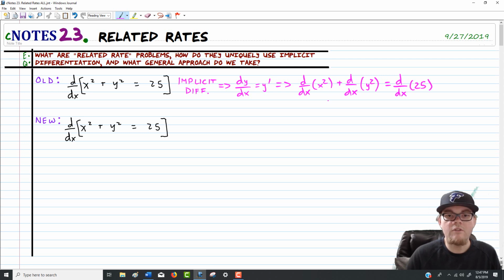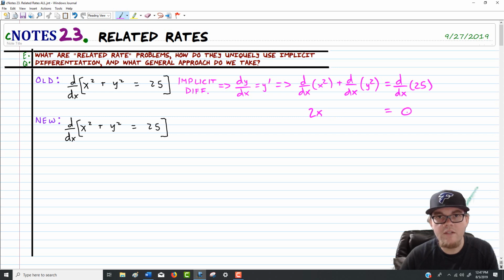Now when we went to do this, the derivative with respect to x of something involving an x was really easy to work with. That just gave us our traditional derivative, which in this case was 2x. Same thing with the constant. Of course that derivative is 0. It doesn't matter what we're changing with respect to. It's flat. Its slope is 0.